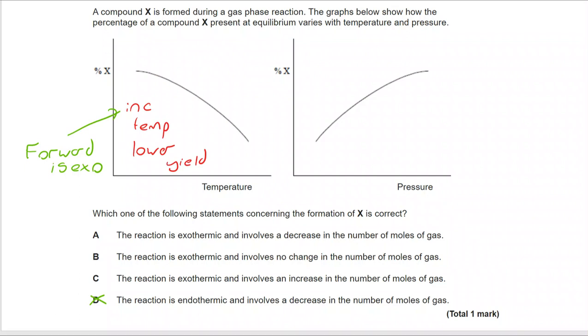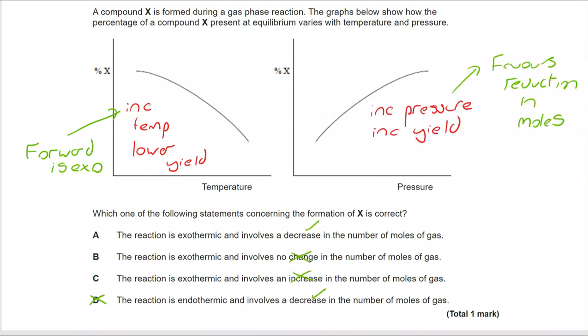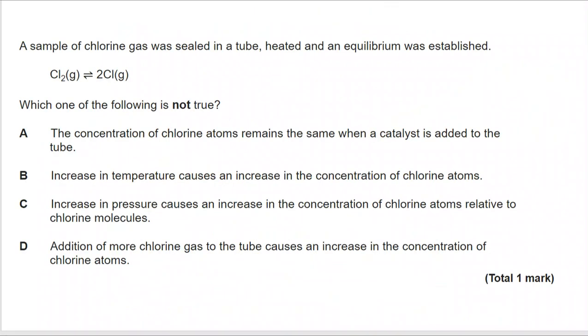If we then look at the pressure, we can see that increasing pressure increases yield. And from there, we know that increasing pressure favours a reduction in the number of moles. So we can dismiss B and we can dismiss C. So the correct answer is therefore A. Move on to another question.